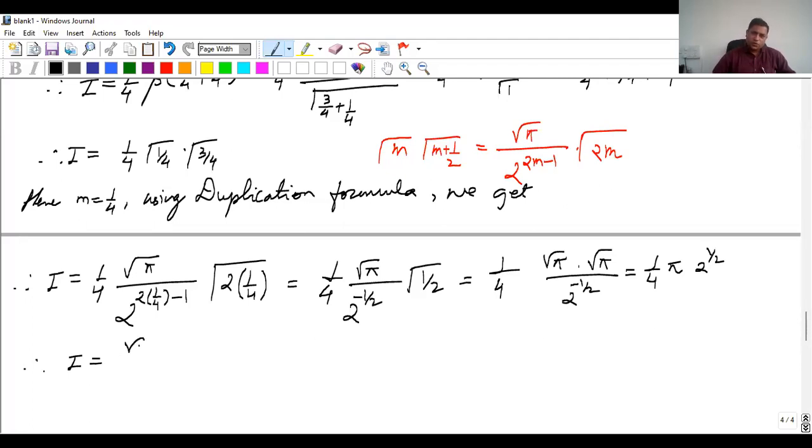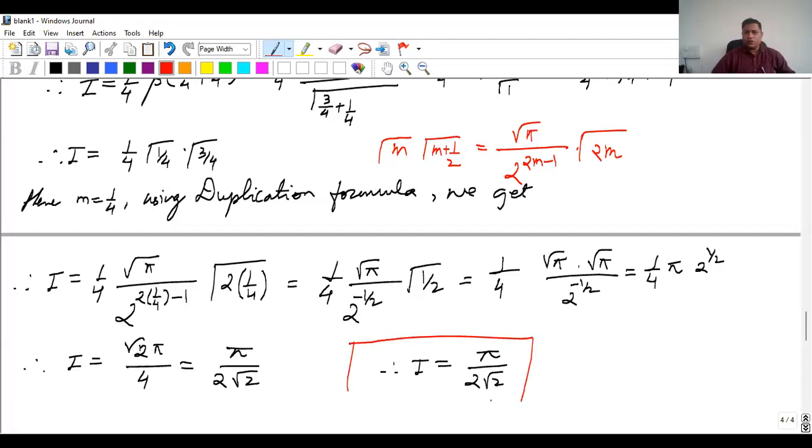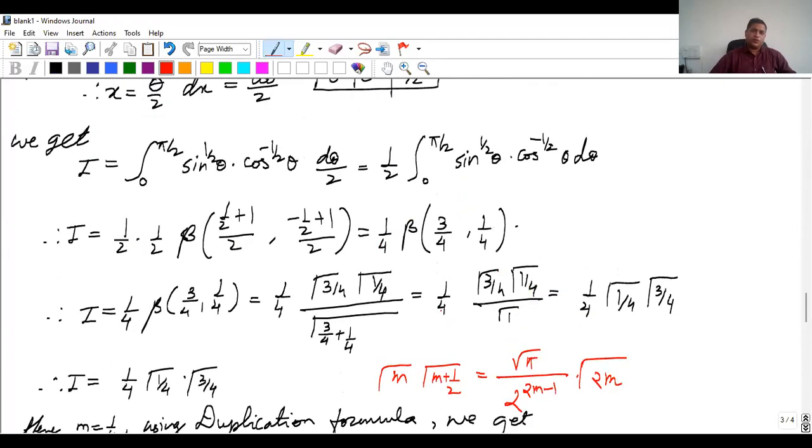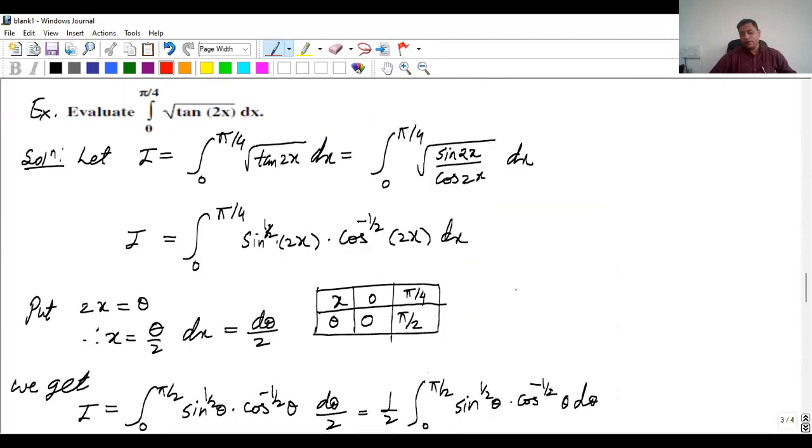So we got I is equal to root 2 pi upon 4. So can we write it as pi upon root 2? Because 1 root 2 we can cancel, no? Yes, sir. So we got here I is equal to pi upon 2 root 2. And hence, this is what we have. We got the value of this integral to be pi upon 2 root 2.